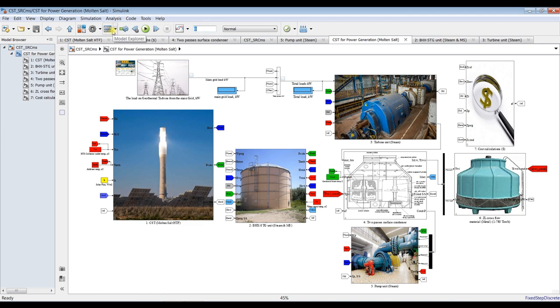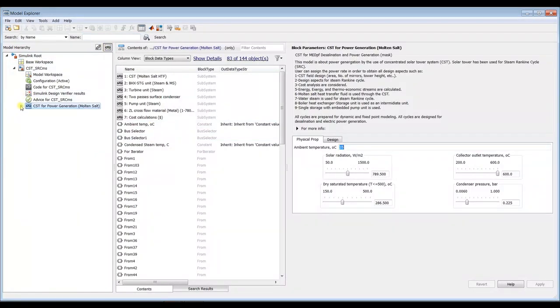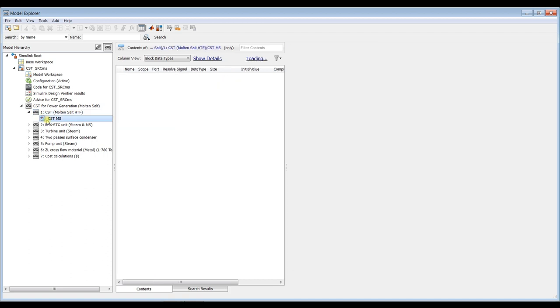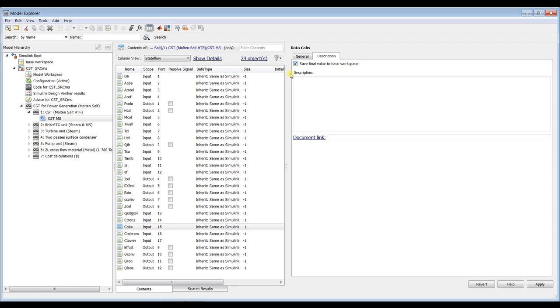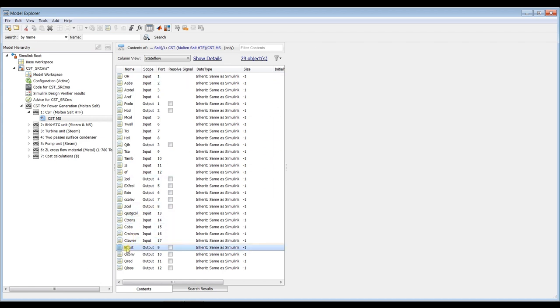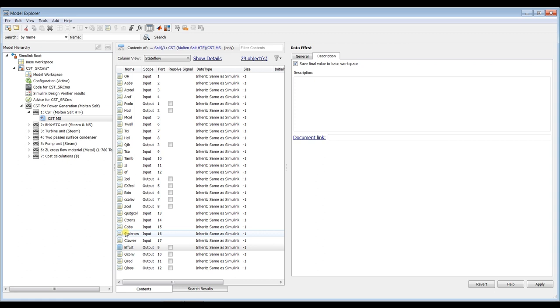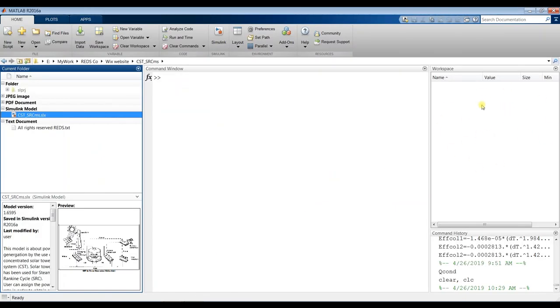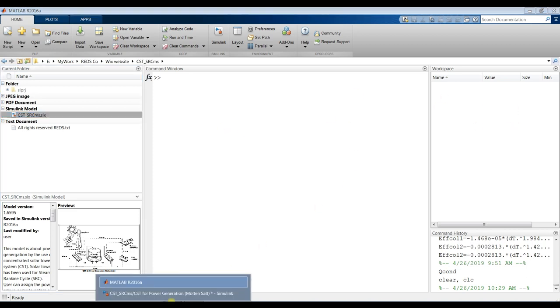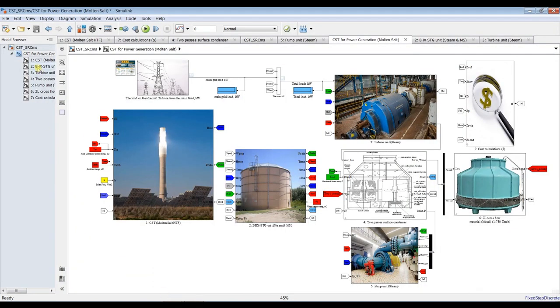Go to your model explorer and go inside your model. For each model you have to add its values to the workspace. Click on save final value workspace: cost of tower, efficiency, mirrors. Save all values to the workspace so they are easy to handle and deal with. You will find all your results stored here. I will show you.